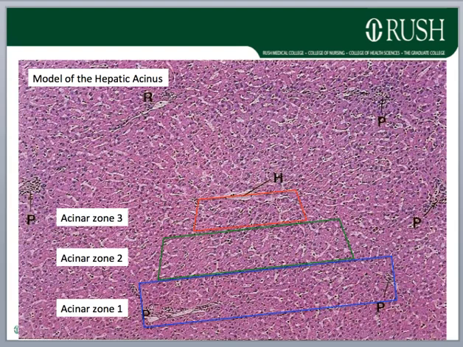Zone 2 is an intermediate area as we move from the portal tracts to the central vein, and then acinar zone 3 is where the least oxygenated blood is, because now it contains more of an admixture of portal venous blood. As you might expect, this is the area that would be most susceptible to ischemia, or conditions which place an unusual load or stress on hepatocytes.